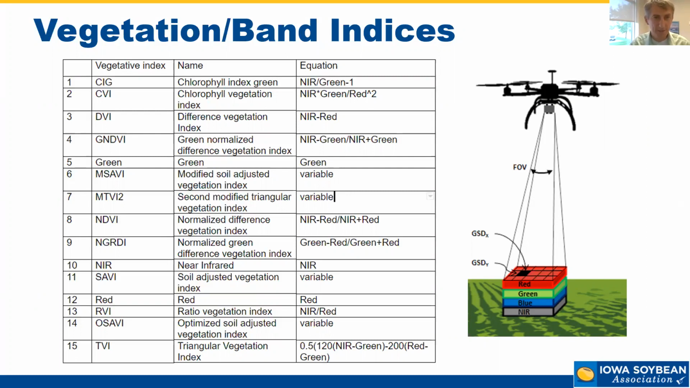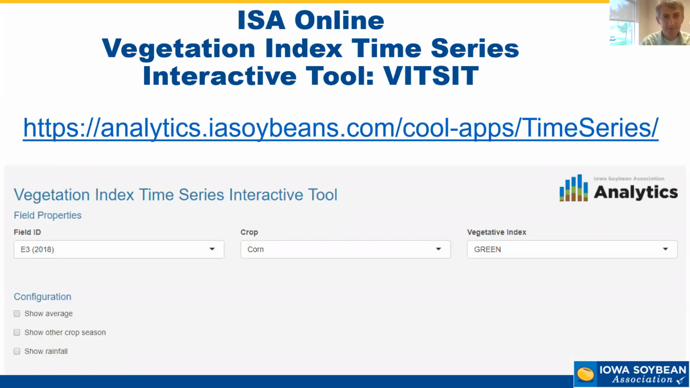Of course, we collected all of this data from a bunch of different systems across 5 years, a lot of data. So how are we going to analyze this? How are we going to show this? We decided to develop an interactive tool, and this tool is publicly available. You can go online. It has a name, the Vegetation Index Time Series Interactive Tool, or VITSIT.